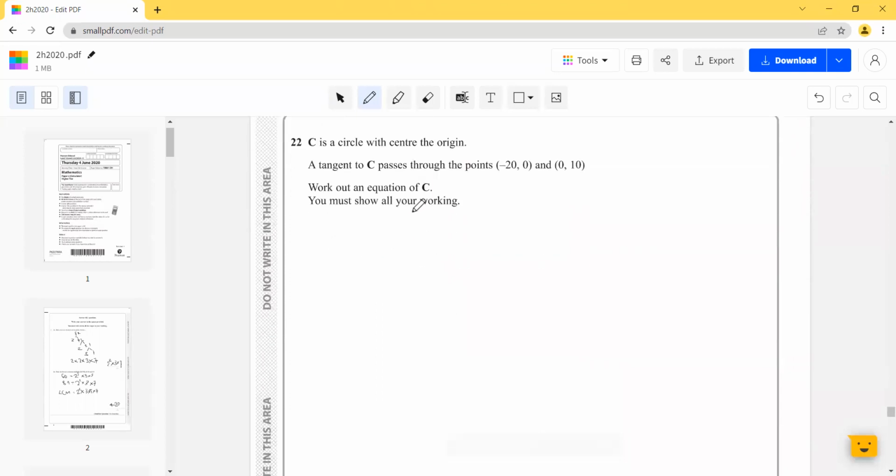C is a circle with center origin. A tangent to C passes through the points (-20, 0) and (0, 10). Work out an equation of C. You must show all your working.